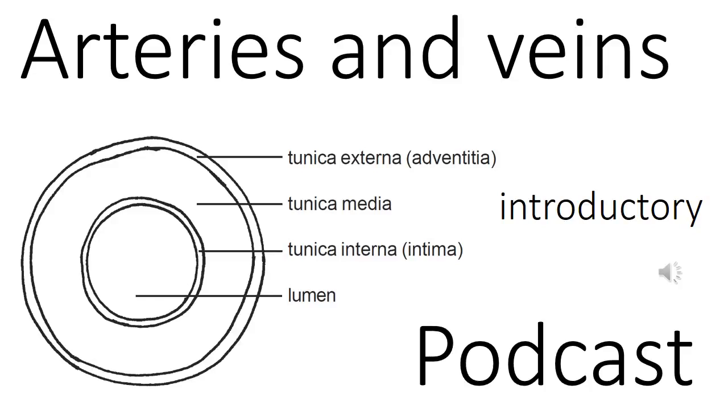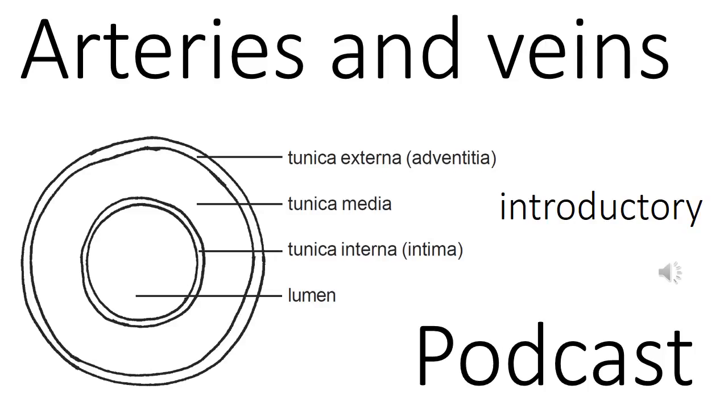In this podcast, we're going to be thinking about arteries and veins and the differences between them. The arteries describe a network of tubes going throughout the body, and they are all taking blood away from the heart. That is the definition of an artery: an artery or an arterial vessel is any vessel which is carrying blood away from the heart.